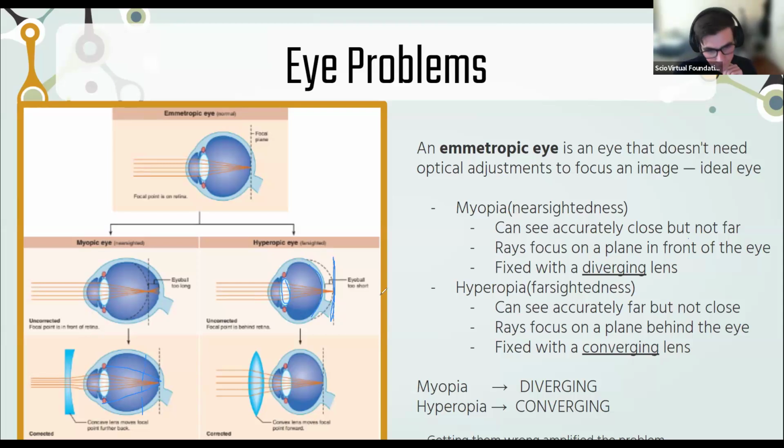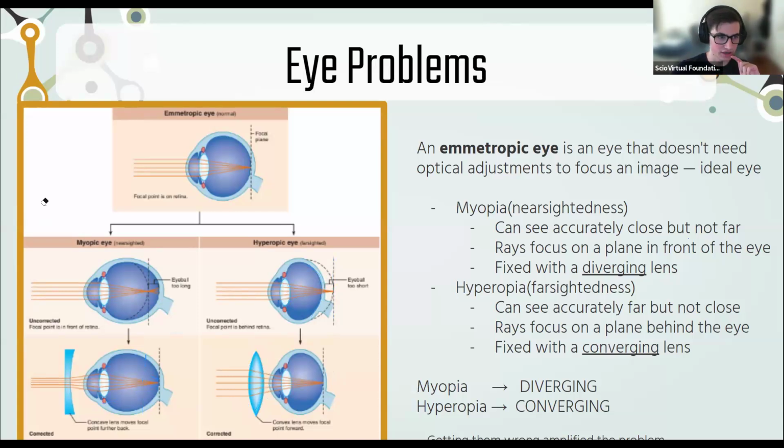But yeah, so when it focuses behind the retina, we need something that's going to make the rays more convergent so that this lens is going to be enough for bending the rays to the correct spot. So if we put a converging lens in front here, it's going to bend the rays and make them more converging so that when we apply that same convergence, it's going to focus them at the right place on the retina. And so that is how you fix farsightedness.